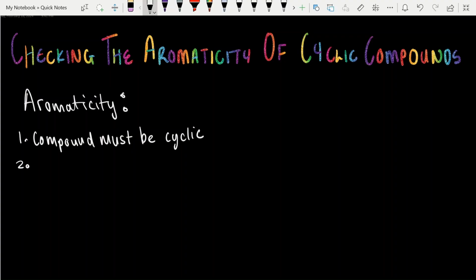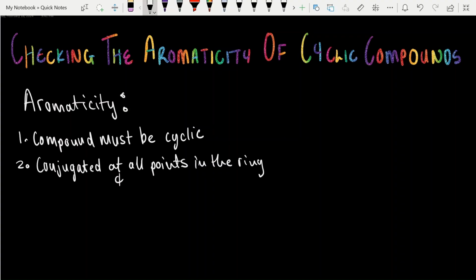Number 2 is that your compound must be conjugated at all points in the ring, and planar. Okay, it must be planar.